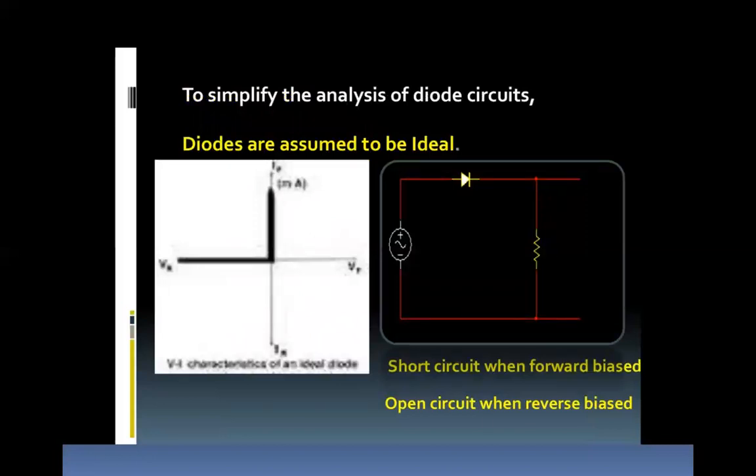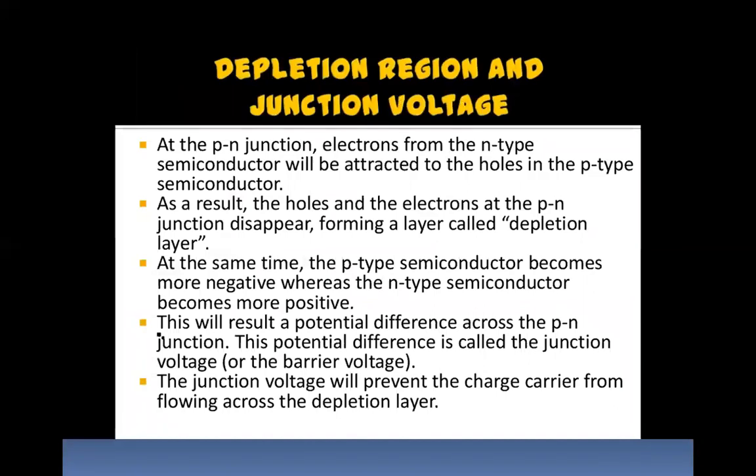We have given a source. This is a source and this is a diode. The positive is connected to the positive P type, and then there is a load resistance. So we will see again the same thing in the next slide. If you summarize everything, what is that? Depletion region and the junction voltage.